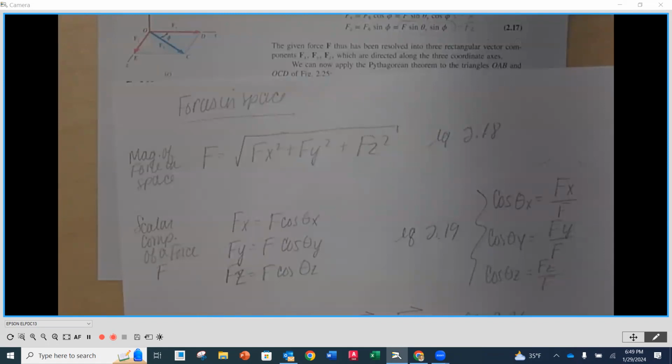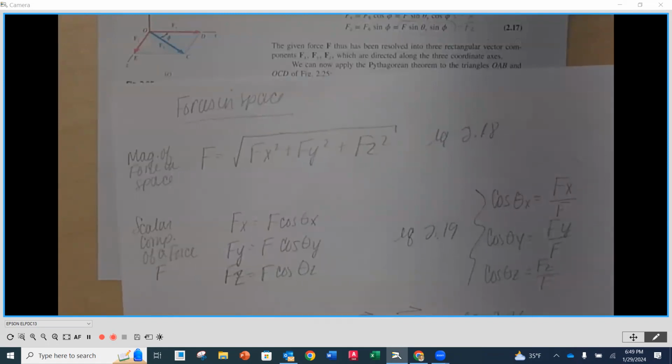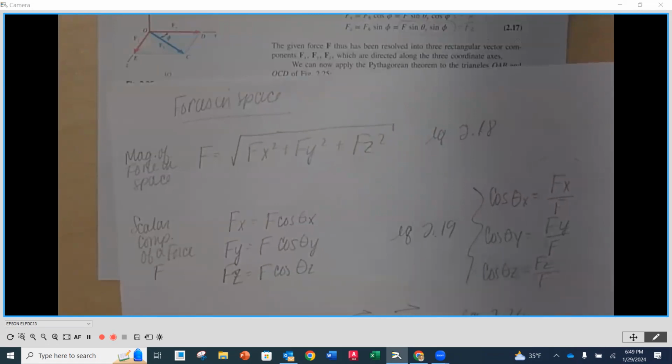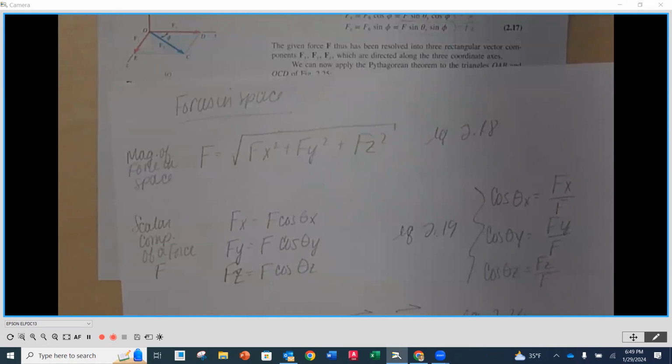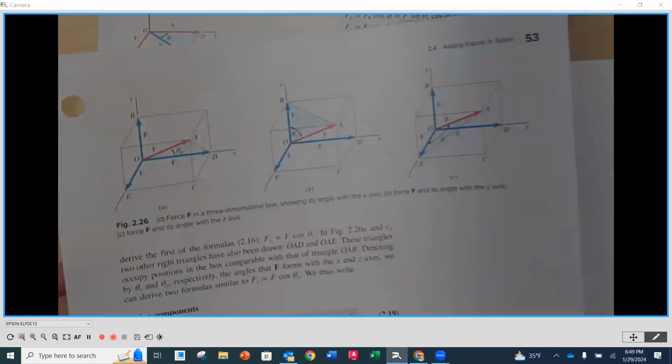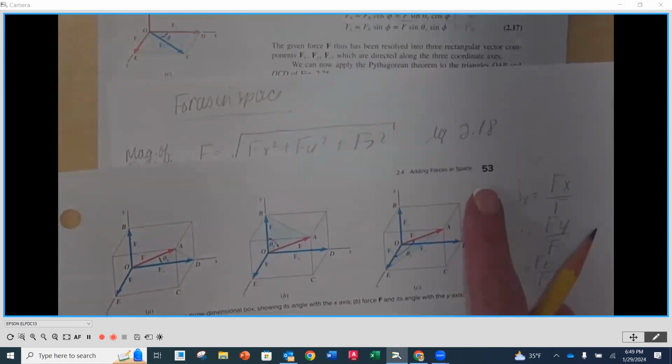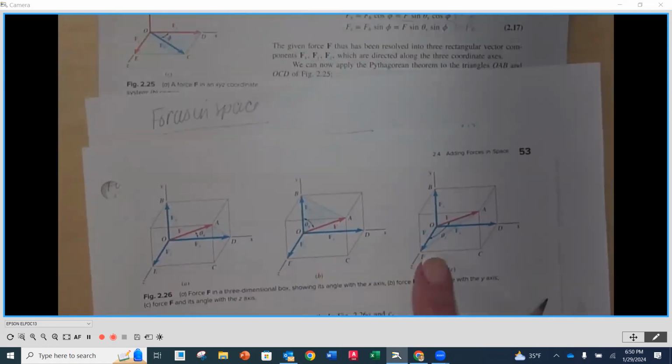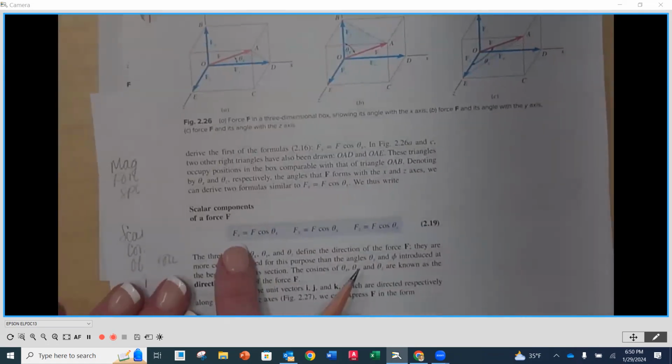Now, the next set of equations that we're going to see are going to be on the following page. And it's going to be equation 219, okay? And 219, and I'll kind of pull over page 53. It's using these examples right here, and it's using the trig that we already know.